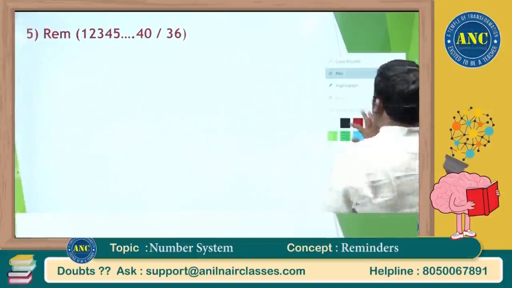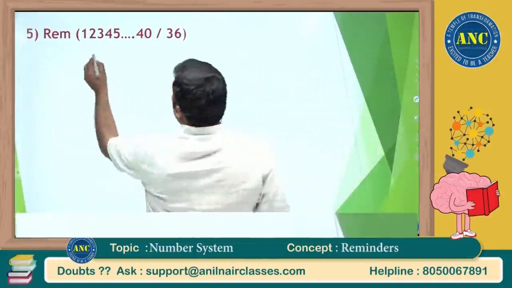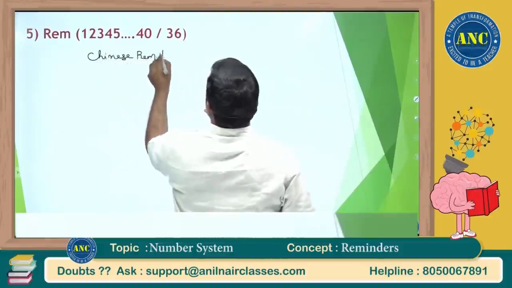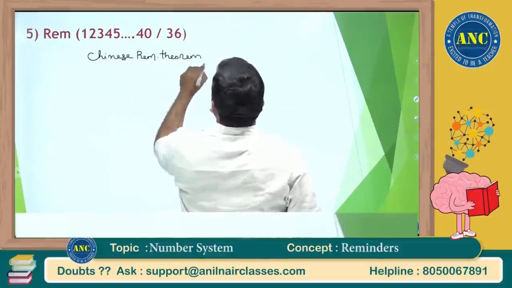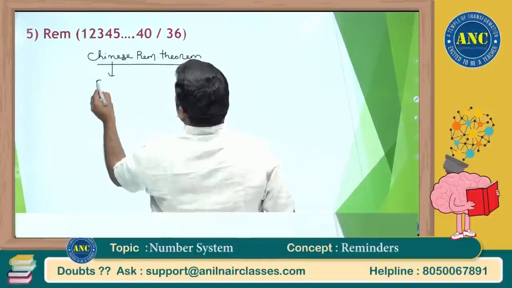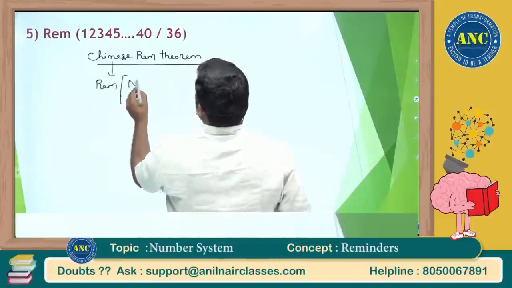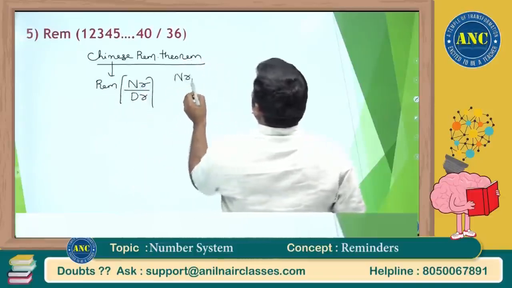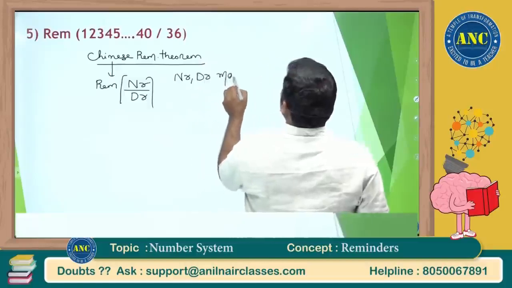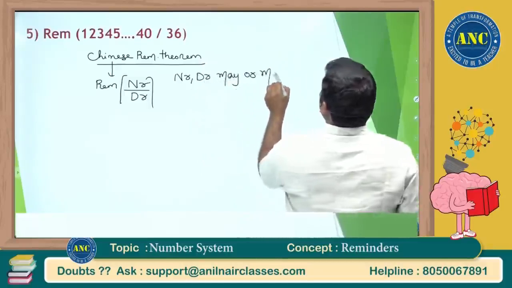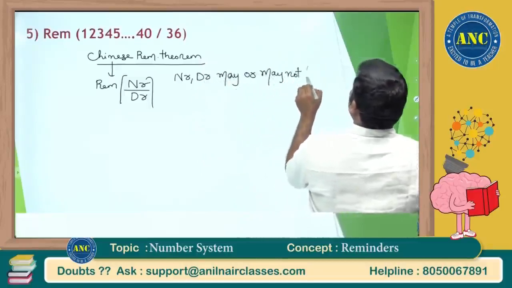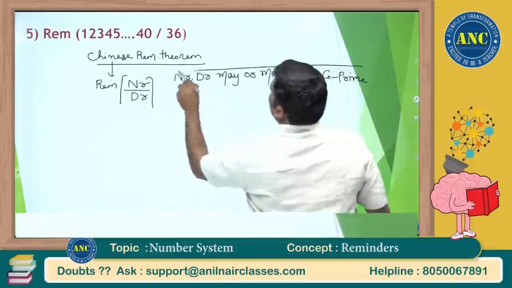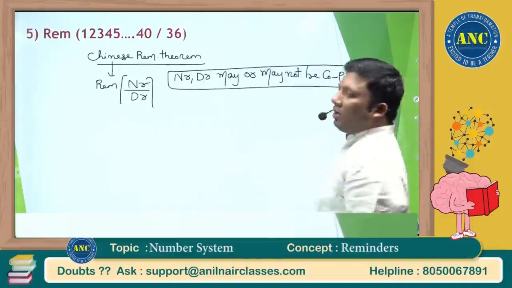Another important key point which everybody should know who is preparing for competitive examinations where number system is a part of it: the Chinese remainder theorem. Chinese remainder theorem is used to find the remainders. Here, the numerator and denominator may or may not be coprime.